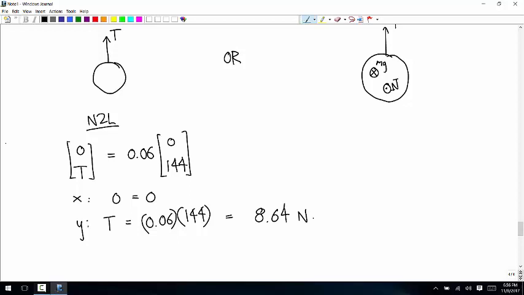So if you set up this system, this thing's spinning around on the table, and it's being turned in that circular motion by this string. The string has to be strong enough to support a force of 8.64 newtons.